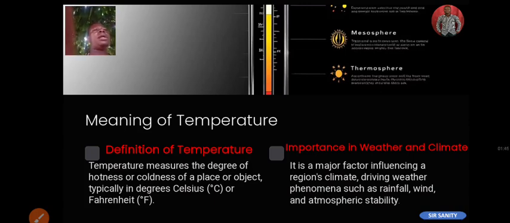Temperature is a major factor influencing a region's climate, driving weather phenomena such as rainfall, wind, and atmospheric stability. All of them influence the climate of a place, or the temperature of a place.